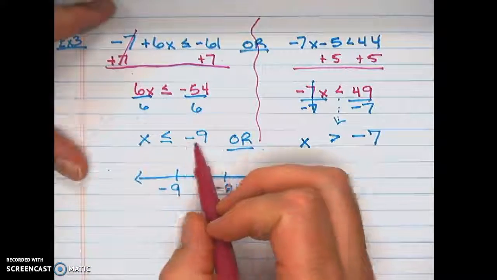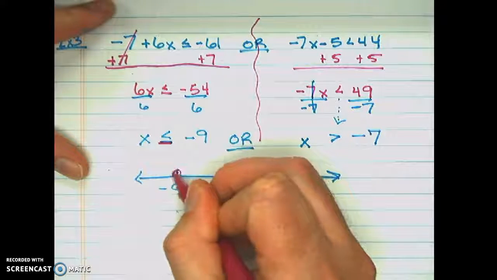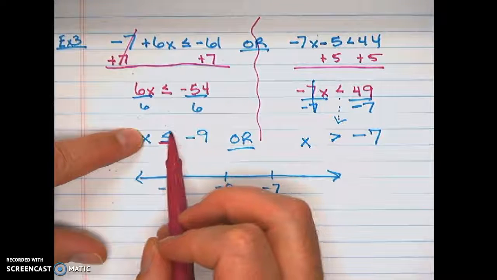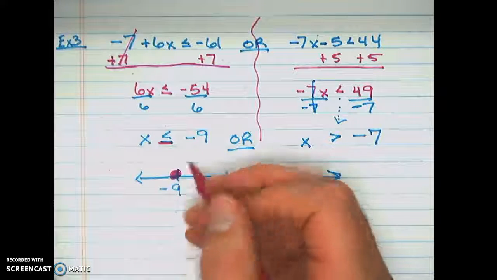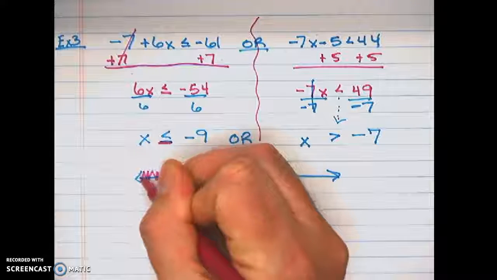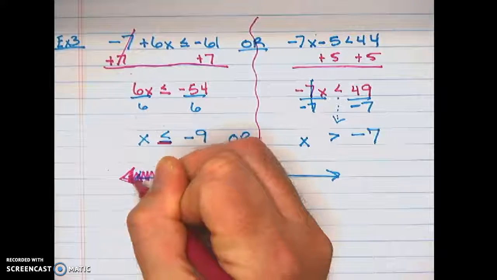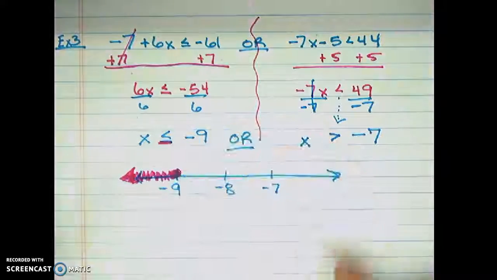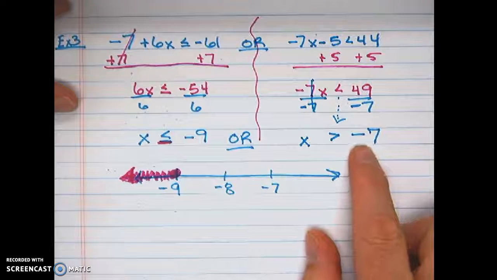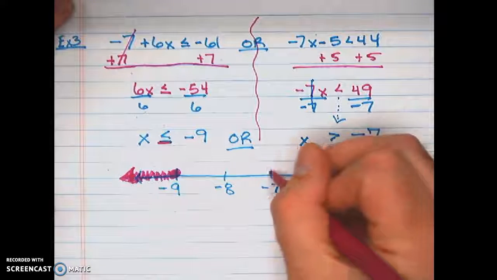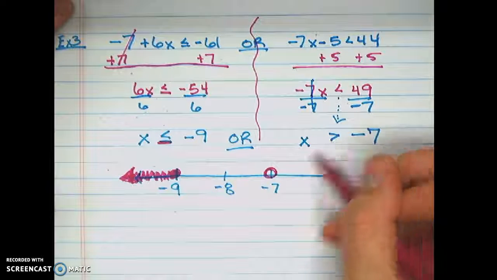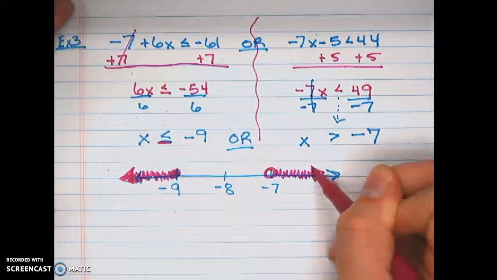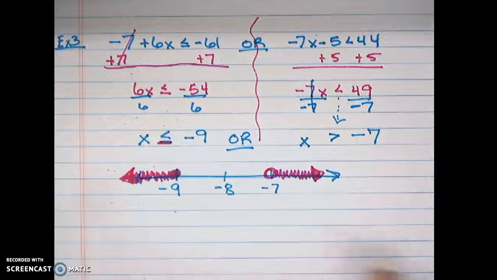X is less than or equal to -9 because it has the equal, it's a closed circle. And which way is the arrow pointing here? Less than points left. So at -9, I'm going left. So I'm going this way from -9. And when I go to the greater than -7, that's an open circle. But this one's pointing to the right. And so instead of going in between the two answers, it goes away from each other.